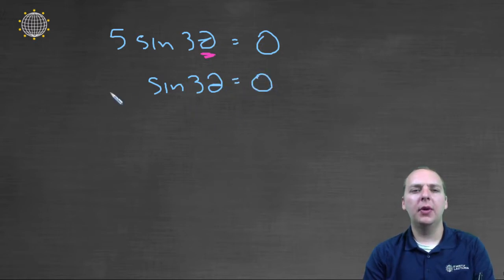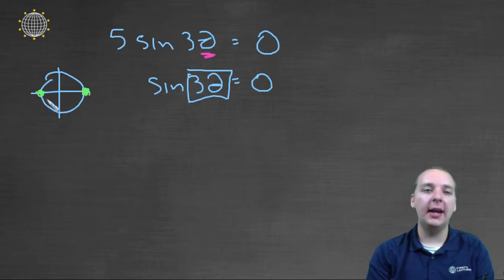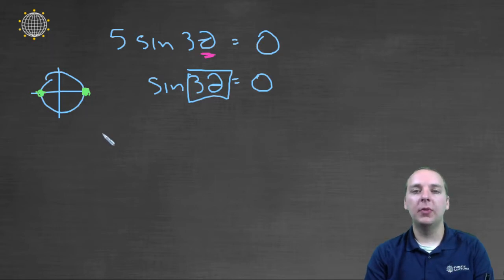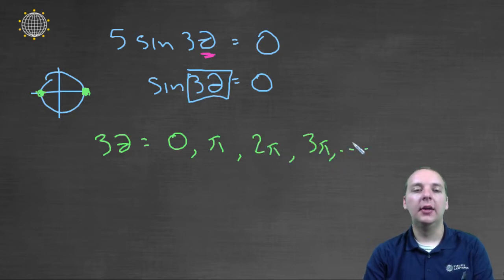Then we have to think, okay, unit circle time. What angle, if we took the sine of it, would give you 0? I can think of a couple. Sine of 0 is 0. Sine of pi is 0. 2 pi, 3 pi, 4 pi, 5 pi, negative pi, negative 2 pi. Sine of any of those angles would give you 0. So that tells me 3 theta needs to be either 0, or pi, or 2 pi, or 3 pi, etc. 3 theta has to be one of these things. That's not what theta is, though, but we can easily solve for theta.